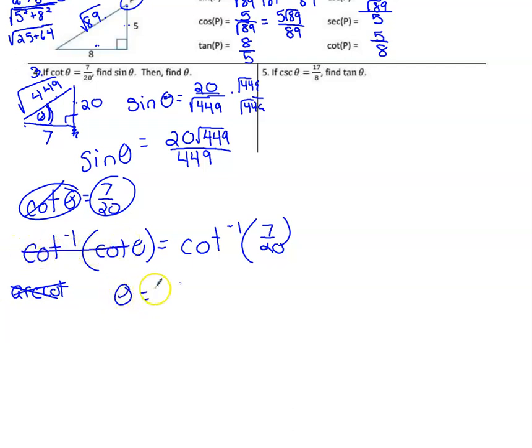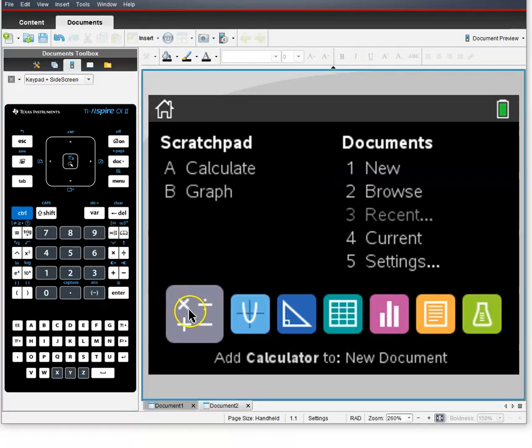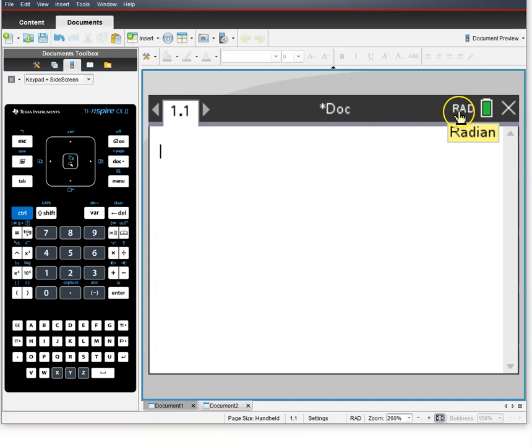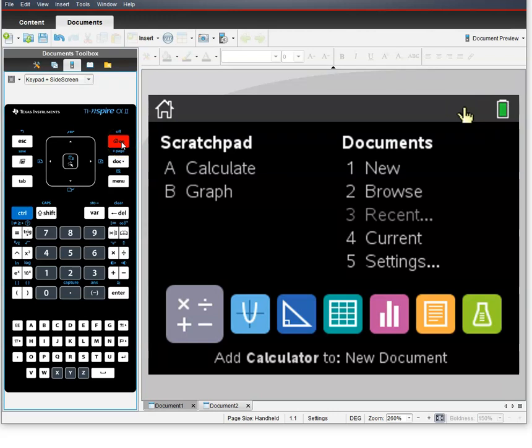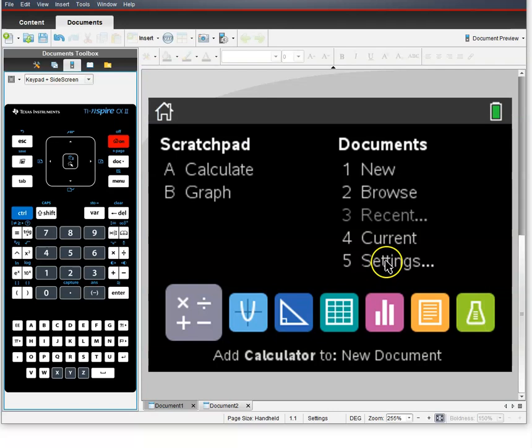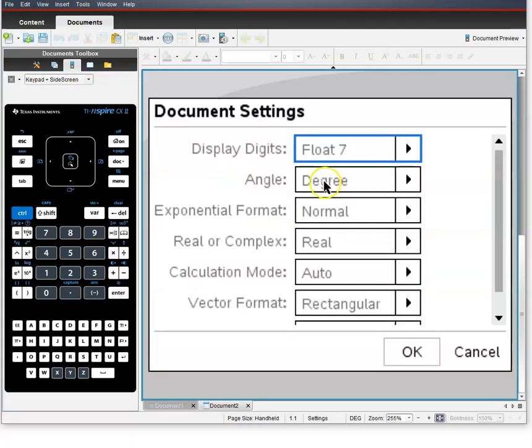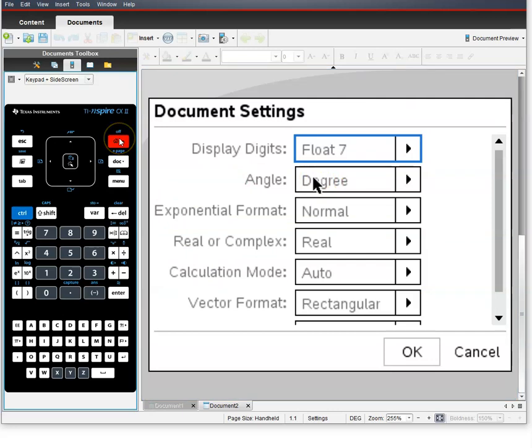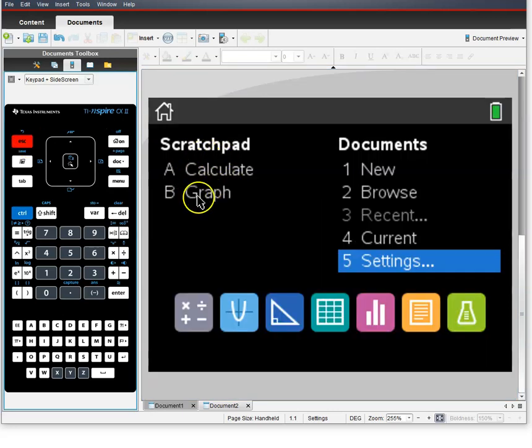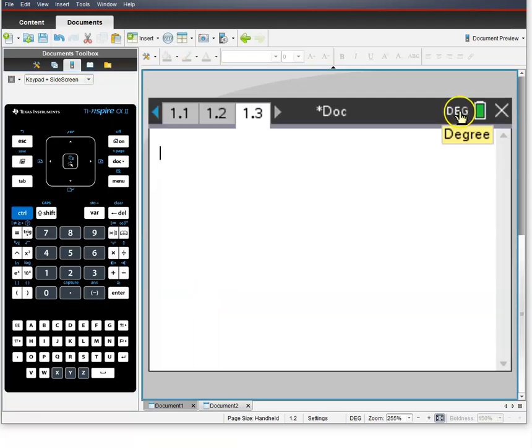So my theta is equal to whatever the inverse cotangent of 7 over 20 is, and I can't do that without a calculator. So we go to a calculator, and since theta was in degrees, I need to switch this to degrees. If I click it, it's automatically on degrees, or you have to go to home, then settings and then document settings, but that was the fastest and easiest. The problem here is if you do change it here, but then you use escape, use the scratch pad, it doesn't always change it. So a good way to do it is to move the cursor up there and click to make sure you're in degrees.